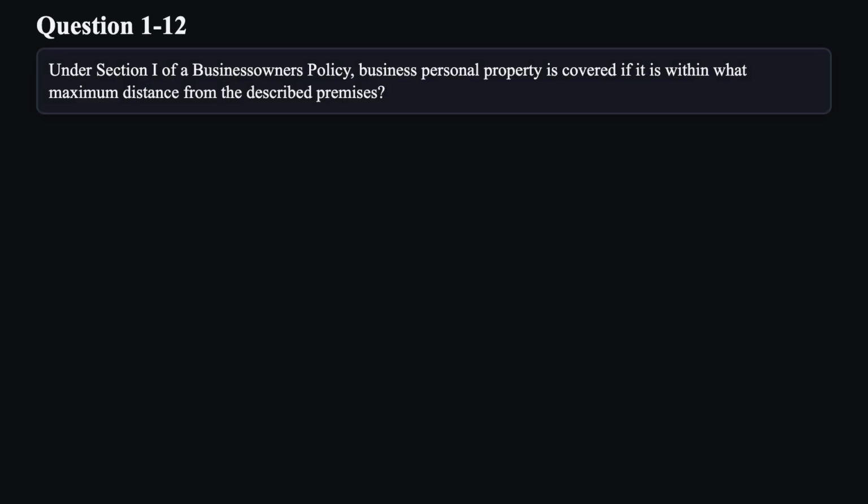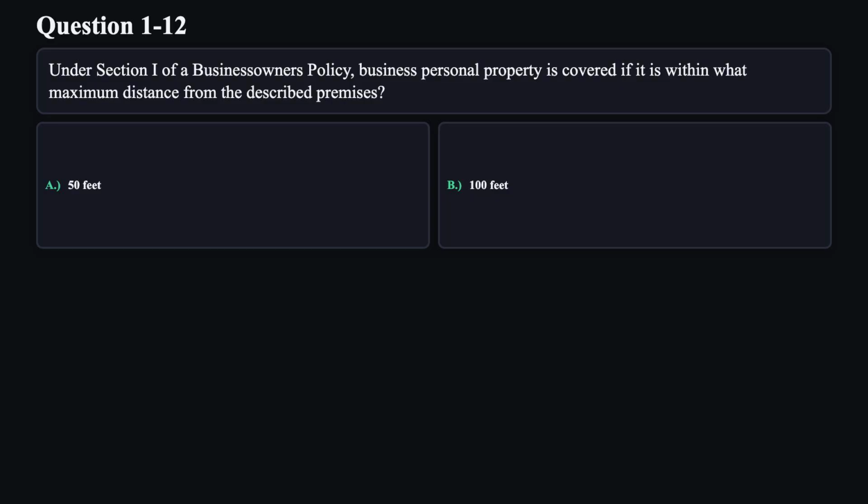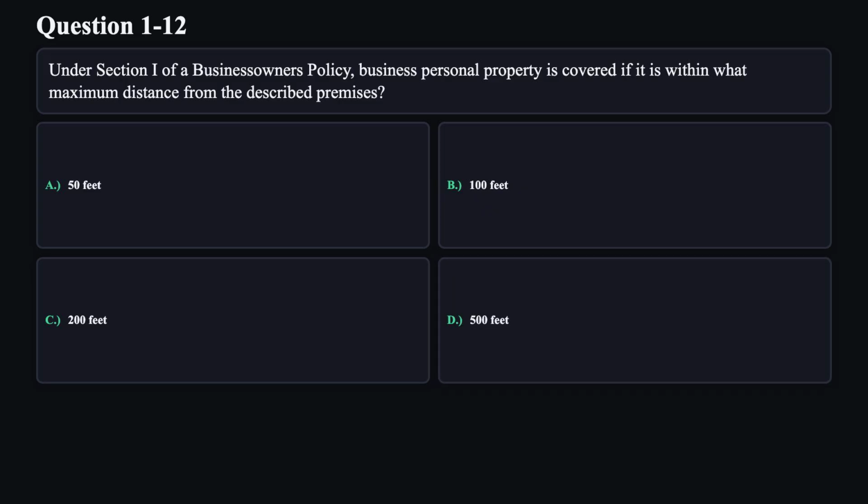Question 12. Under Section 1 of a business owner's policy, business personal property is covered if it is within what maximum distance from the described premises? A. 50 feet. B. 100 feet. C. 200 feet. D. 500 feet.